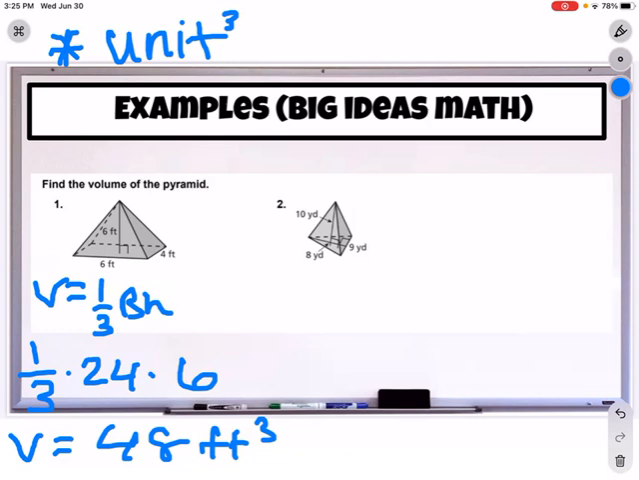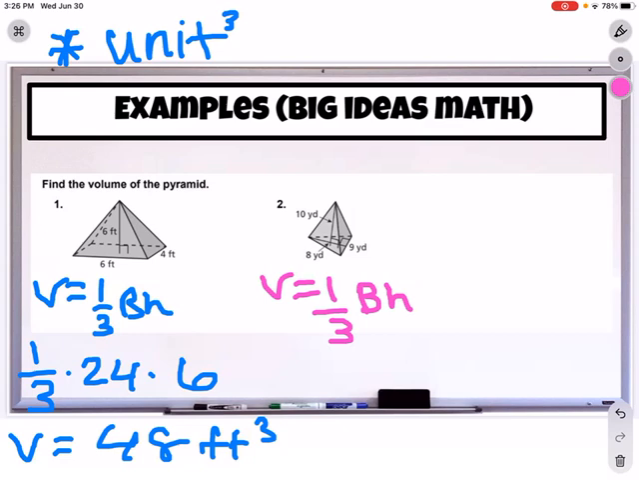Let's take a look at number 2. Let's write our formula. Volume equals 1/3 times base times height. This one can get a little confusing, so I do recommend you have a calculator next to you and follow all the steps that I'm teaching.